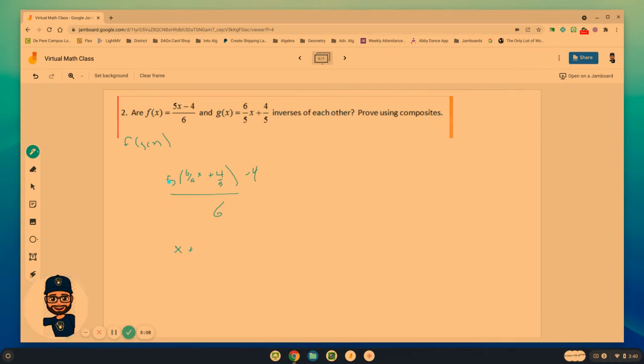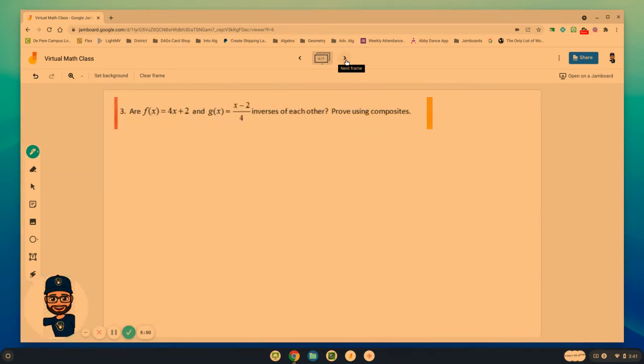plus 5 times 4/5, that's 4, minus 4, all over 6, x plus 0 over 6. And we're left with x over 6 if we did that correctly. And if we did it correctly, we can stop there and say, nope, they're not inverses of each other because it doesn't equal just the x value.